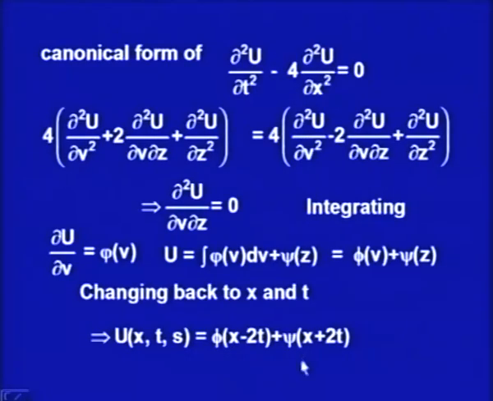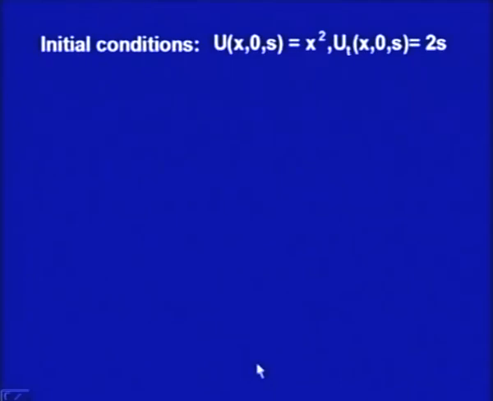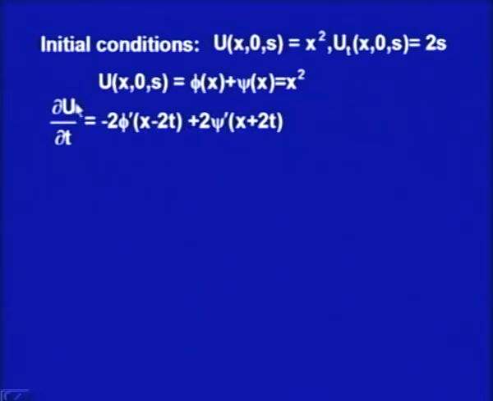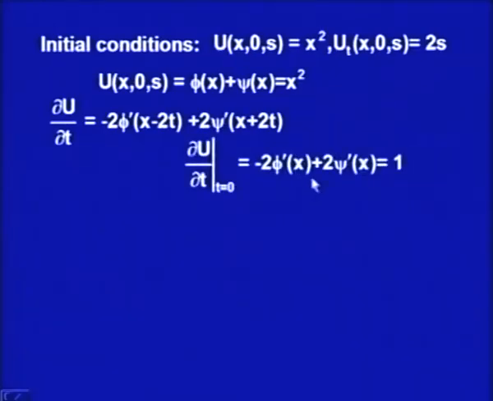Now, what would be this phi and psi? For that we require to determine this phi and psi, which are unknown general functions. We use the initial conditions. Our initial conditions are given as u(x,0,s) as x square and u_t(x,0,s) as 2s. So, u(x,0,s) is phi(x) plus psi(x) equal to x square, and the derivative of this u(x,t,s), that would be minus 2 phi dash (x minus 2t) plus 2 times psi dash (x plus 2t), where this dash means the derivative with respect to its argument, evaluated at t equal to 0.